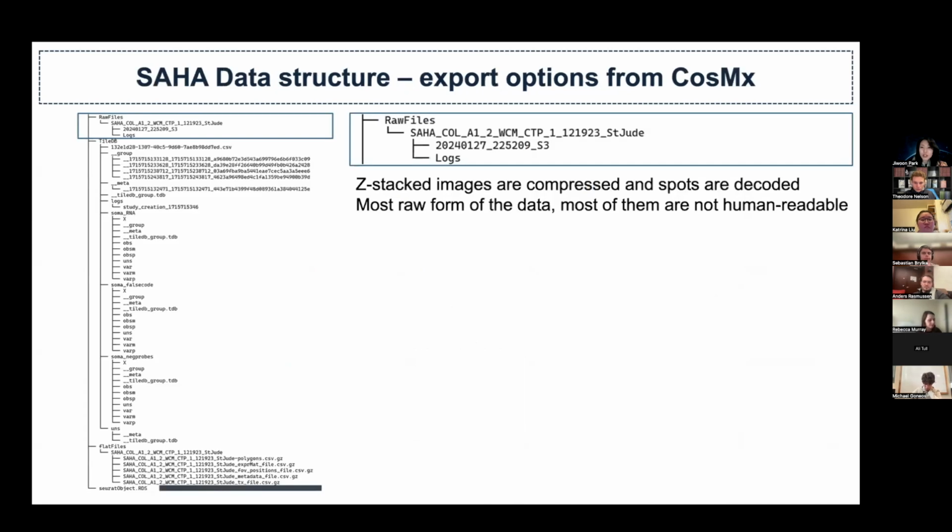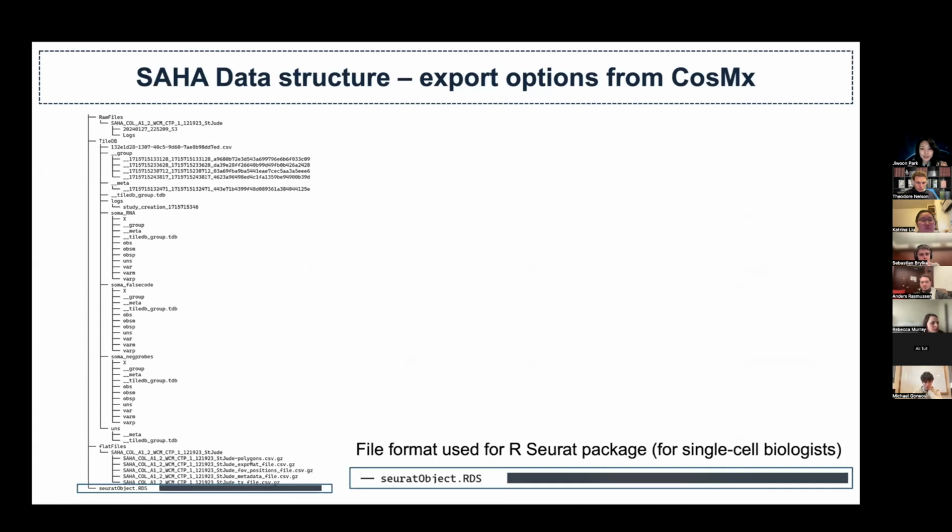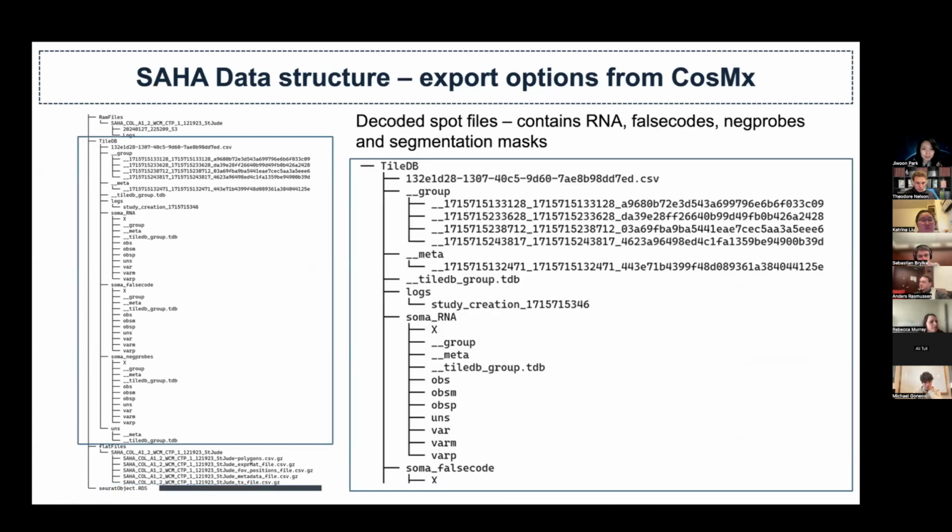So I'm giving CosMx SMI, which is an imaging-based transcriptomics platform, as an example. If you finish all the runs and export everything, you will get a large directory of files. Of course, there are raw files where you store everything, including Z-stacked images and all the compressed spots. The outputs are saved all the way down to Seurat objects, which you can just plug into R and start using. What we're more interested in is the middle.